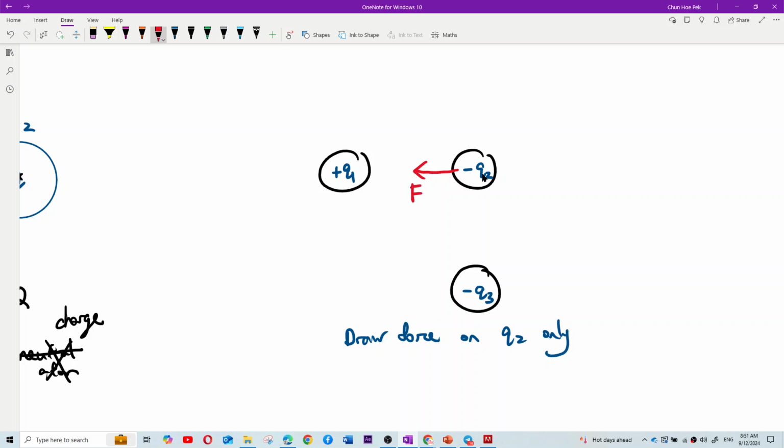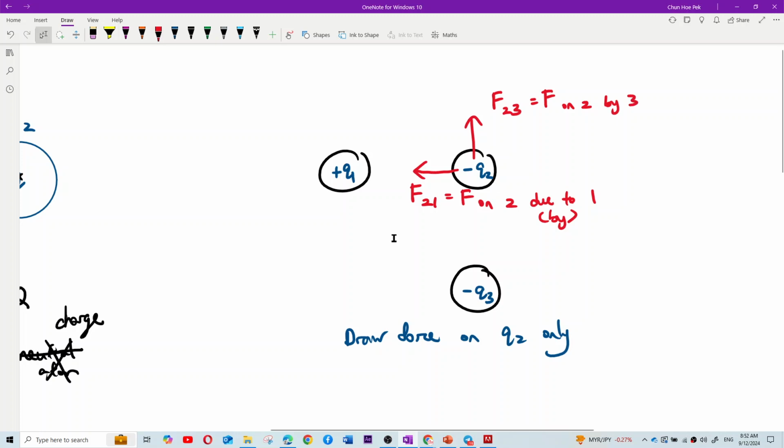This one is F what? F on 2 due to 1. This one means F on 2 due to 1, or by 1. Okay? And then for Q2 and Q3, they are both negative, so they have repulsive force. So this one is F23. That means this one is F on 2 by 3, or due to 3. F on 2 due to 3.